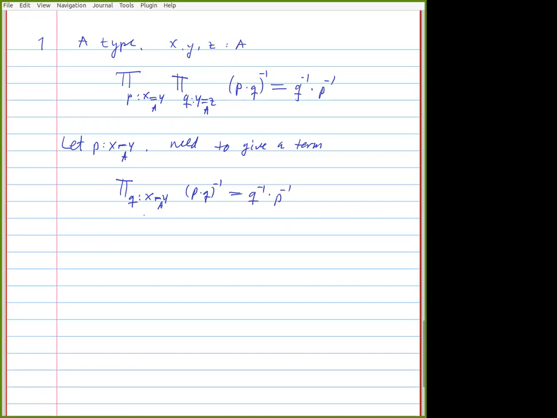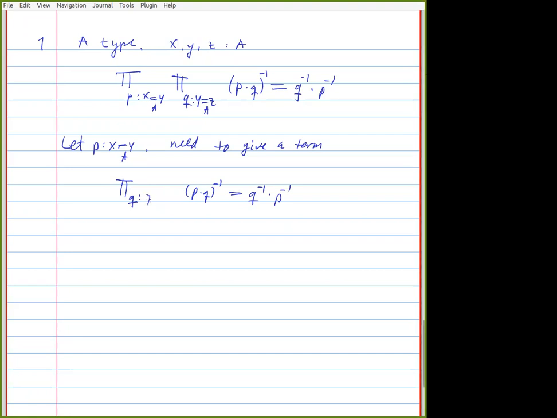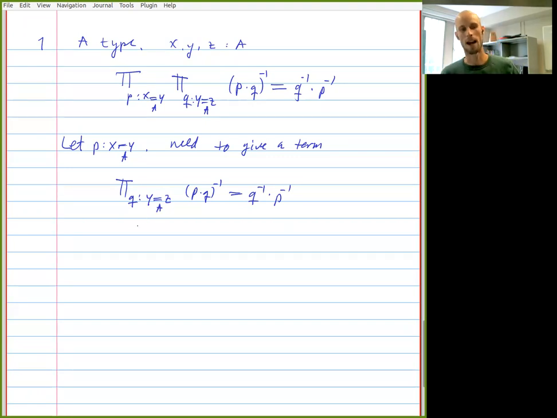And Q should still be from Y to Z, right? Oh, sorry. Yeah, you're completely right. Thanks. So Y to Z in A. And yeah, the subscript of that equality, it's A here. The big one, you're right.